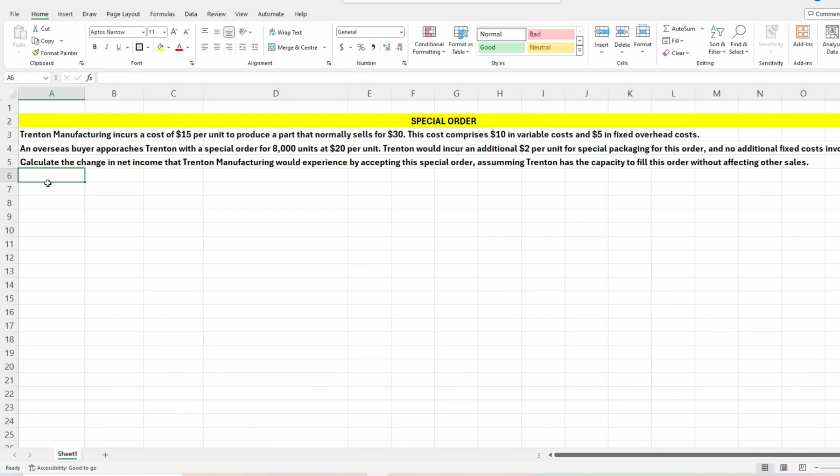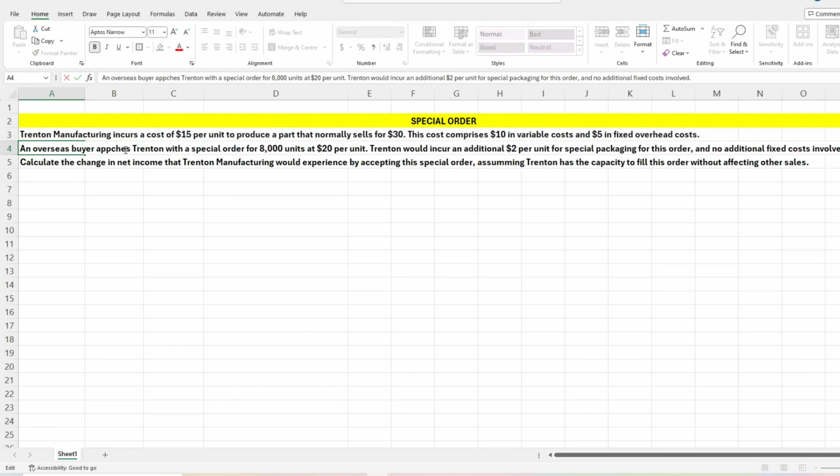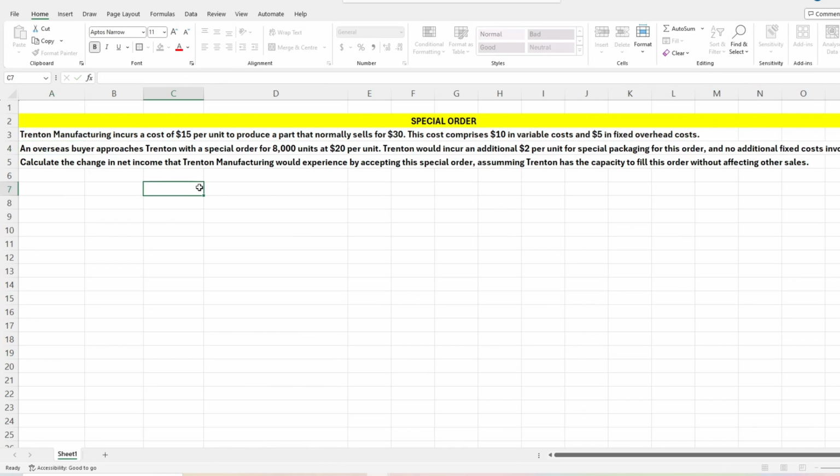All right, hey guys, I'll be giving you a special order example. So here, Trenton Manufacturing incurs a cost of $15 per unit to produce a part that normally sells for $30. This cost comprises $10 in variable costs and $5 in fixed overhead costs. An overseas buyer approaches Trenton with a special order for 8,000 units at $20 per unit.